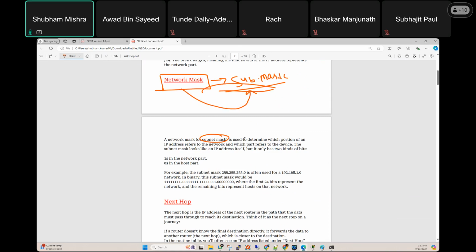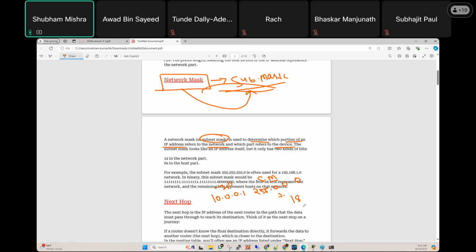What is the use of subnet mask? Subnet mask is used to determine which portion of an IP address refers to the network part. Tell me, yes or no. For example, everyone please focus. I am writing 10.0.0.1. After that, I am writing the subnet mask 255.0.0.0. This is the IP address and this is called the subnet mask. And in the subnet mask, this is /8.